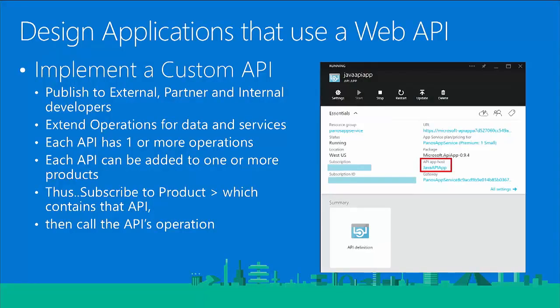Now, one of the other objectives in this objective domain is to design applications to use a web API. When you design applications to use a web API, you can design them using a web app, but one of the newer ways to do this is using API apps. Underneath the hood, API apps have a web app associated with them. That's called the API app host. So you can implement a custom API using an API app. Essentially, you can publish this API to external, partner, internal developers.